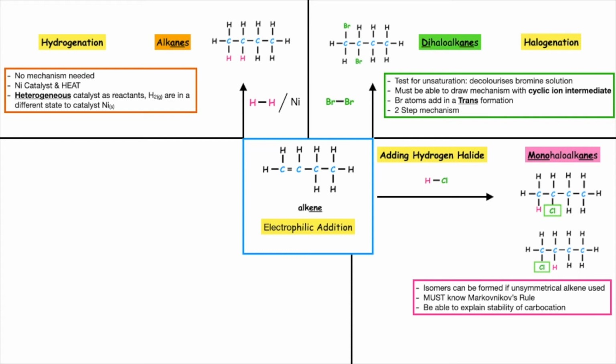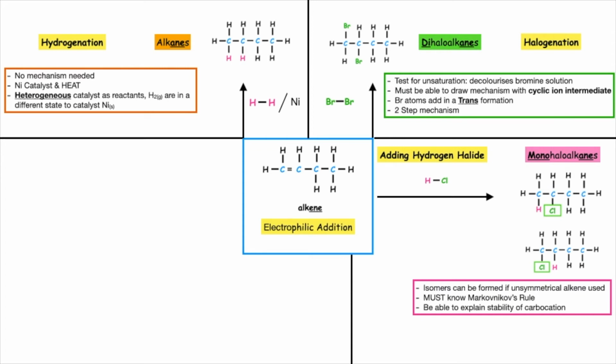You must know Markovnikov's rule. You need to know that the hydrogen will naturally add to the carbon which already has the most hydrogens attached, and that will be the major product, and the other would be the minor product. But you must be able to explain why this happens by discussing the stability of the carbocation formed in the intermediate step.